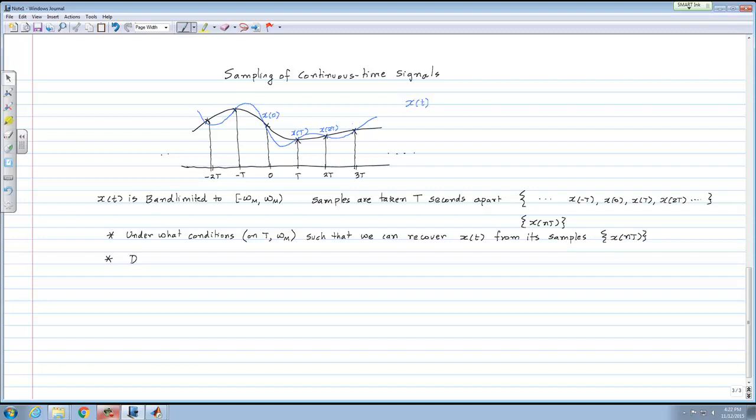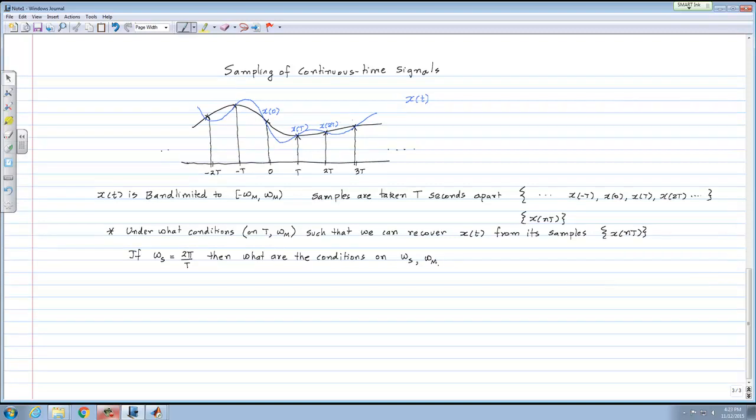If omega s is defined as 2 pi over T, then what are the conditions on omega s? Is this clear? Is the setup clear?